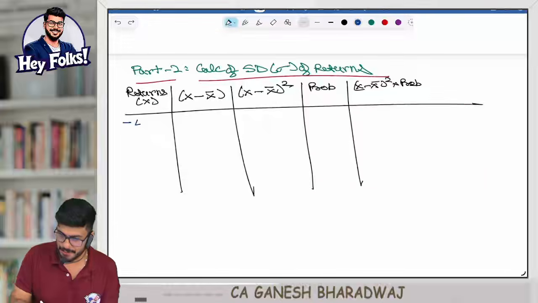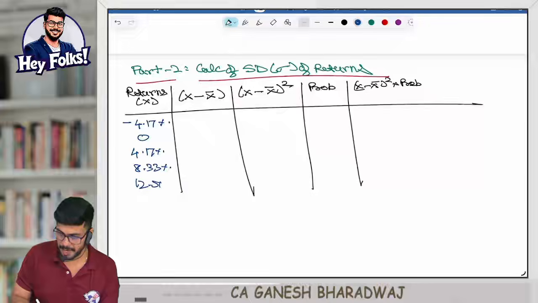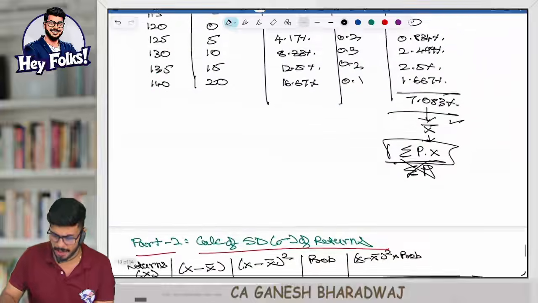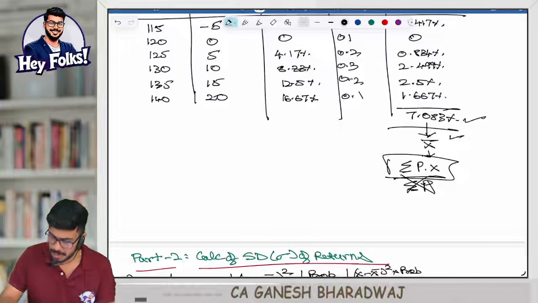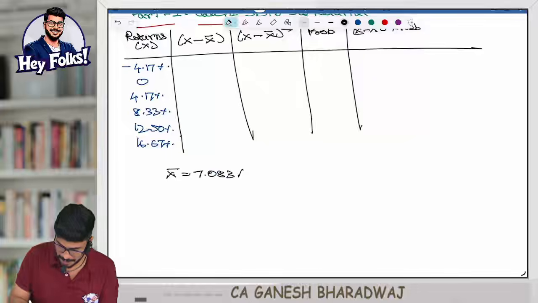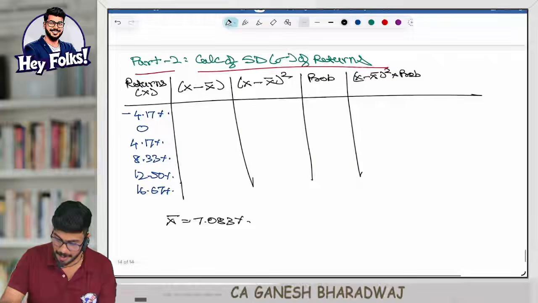Negative 4.17%, then 0, then 4.17, very good. 8.33%, then 12.50%, and then 16.67%. Is that clear? Now immediately come down once again. What is X bar? We already calculated it, need not calculate it again. What is the figure? 7.083%. So write down 7.083%. Guys, remember, whenever we say X bar here, it's going to be 7.083%.